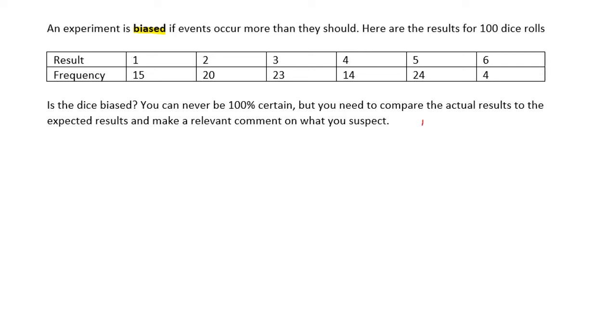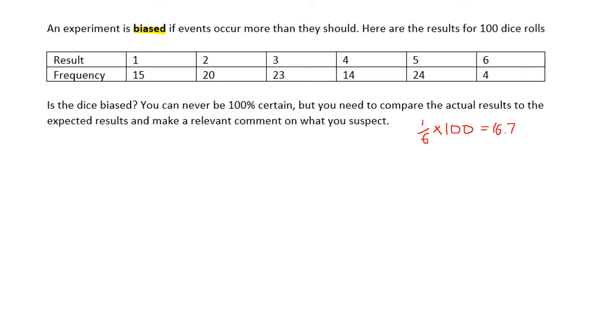Now what we'd want to do is figure out the result we'd expect to get. Each one has a probability of 1/6 of coming up if it's a fair dice. So if we do a 6th times 100, we'll get that we expect about 16.7 of each result.